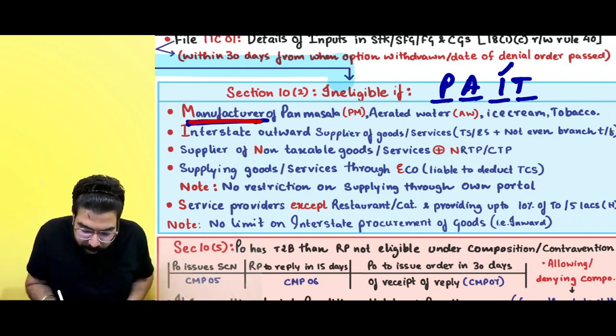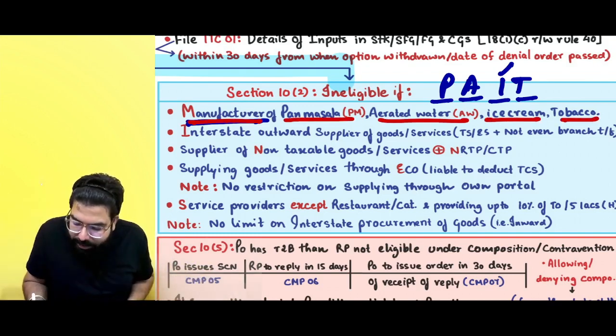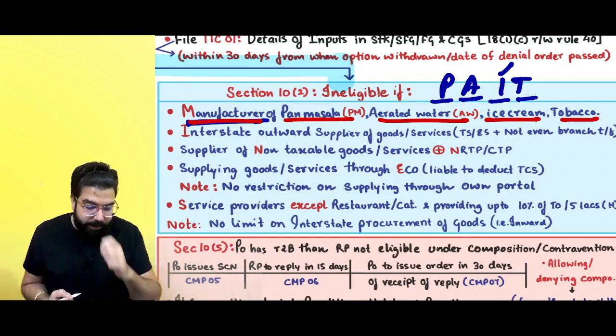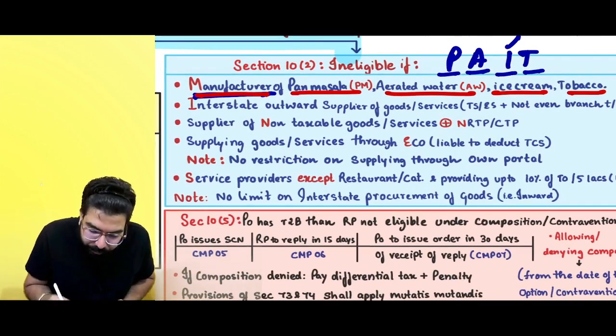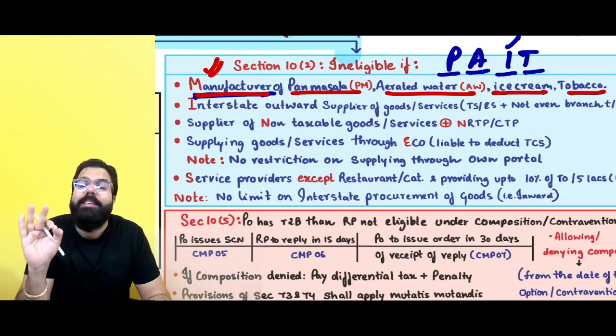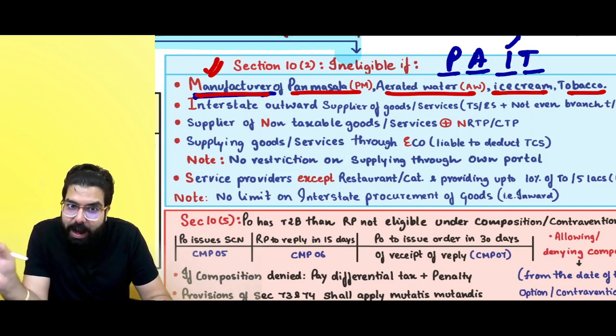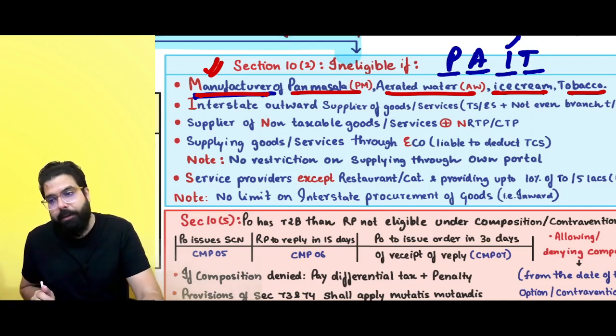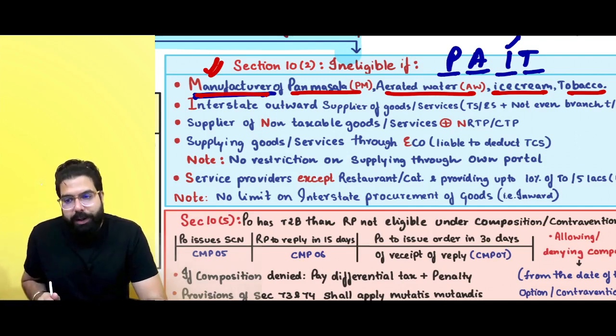Okay, sir. Manufacturer of PAIT is also ineligible. Done. Then, if you are a trader, always remember, trader of PAIT shall be eligible. Only manufacturers are ineligible. Done, sir. Point is clear. Now, the next one over here.